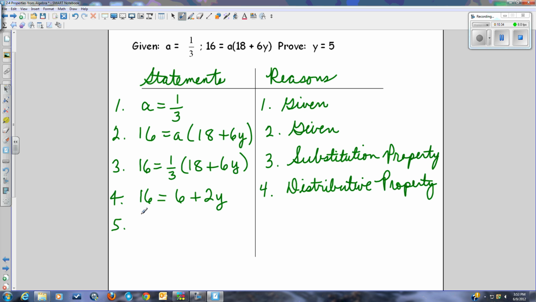Fifth step, we need to start solving. So let's think about what we're going to have to do to each side of the equation. To get y alone, we're going to have to subtract 6 from each side. So we're going to end up with 10 equals 2y. The reason we come up with that statement is we just subtracted. So we used the subtraction property.